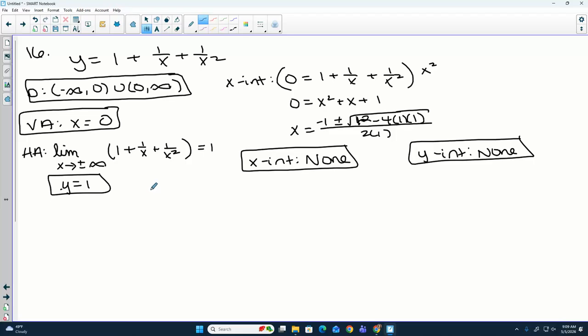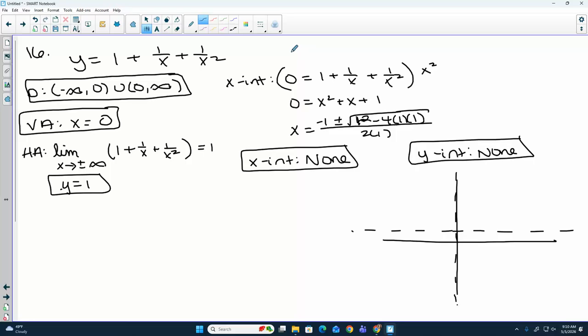All right. So far, all we have is that this graph has a vertical asymptote at 0, a horizontal asymptote of 1, and it never hits the x or y axis.